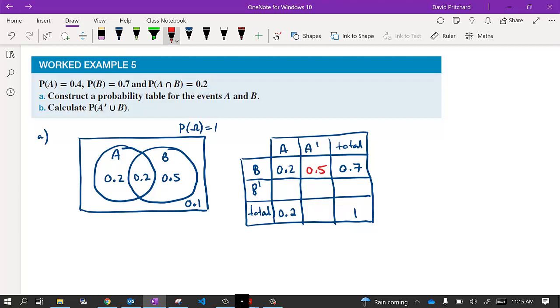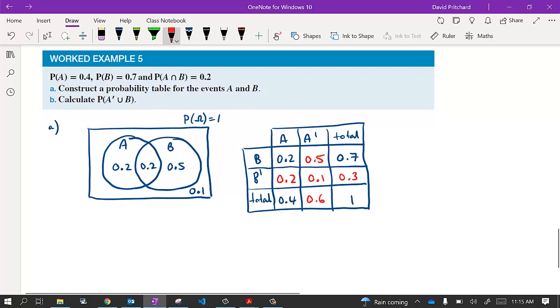Did I write my probability of A incorrectly? Yes, I did. That should be 0.4. Sorry about that. So this must add up to 0.4, so we're missing 0.2. We've got 0.3 here to make it add up to 1, 0.6 here to make it add up to 1, and the missing amount is 0.1. Okay, so there it is.